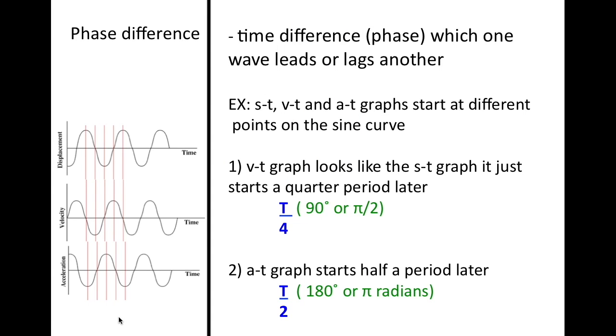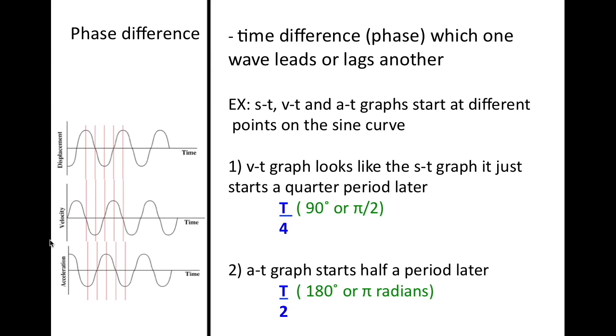When looking at all three graphs together, you'll notice that they are sinusoidal graphs. They're sine curves. One thing you might not have noticed is that they start at different points of the sine curve. We call this a phase difference. So there is a difference in time, or the stages, at which one wave begins in comparison to the other graphs. If we take a look at the displacement time, the velocity time, and the acceleration time graphs, they all start at different points along the sine curve.